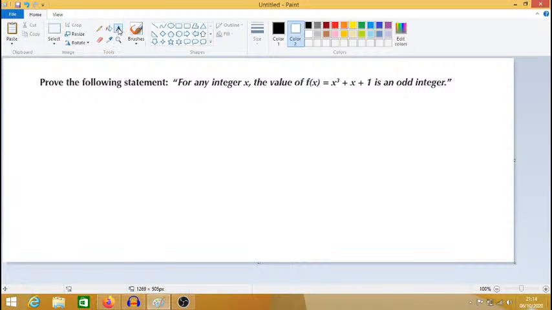So normally it's quite easy. It's just going to come naturally to you anyway. So this question, it's talking about proof, and we're talking about any whole number, any integer, and we're trying to prove that if I took that whole number, that integer, and I worked out x cubed plus x plus 1, the answer I will get, I'm trying to prove, is an odd number always.